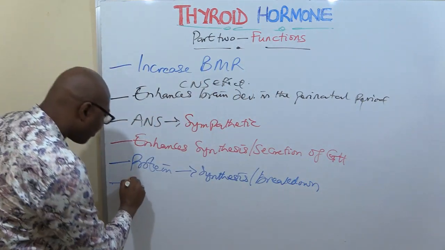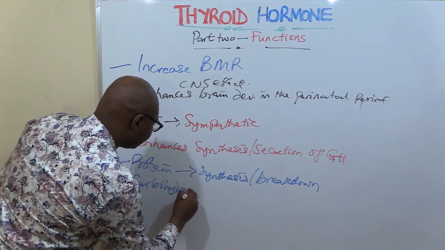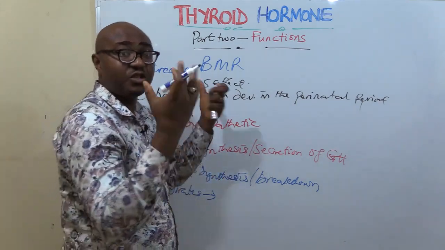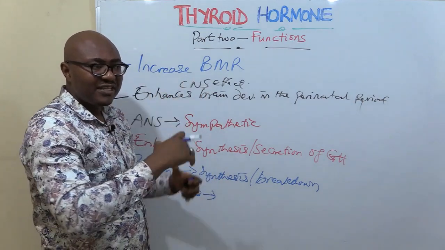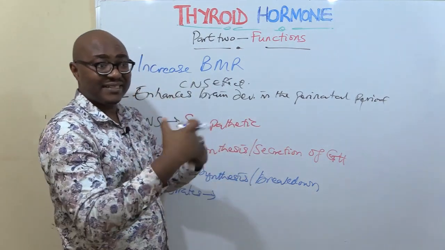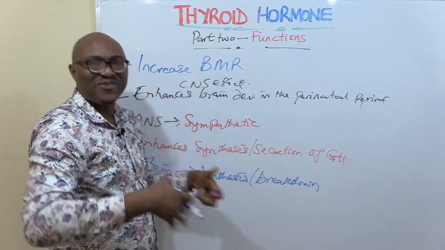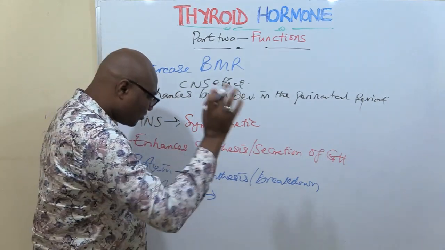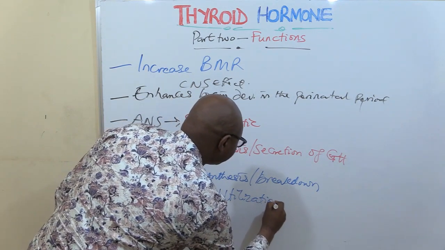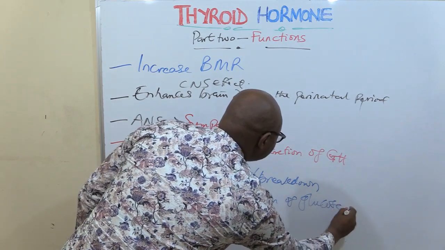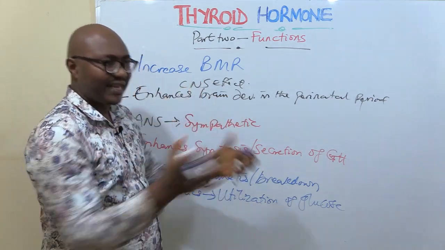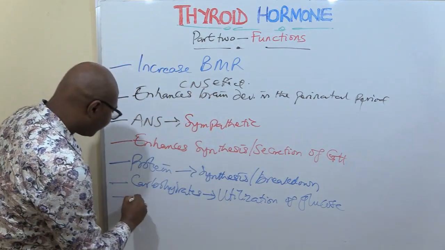Then what about carbohydrates? Carbohydrates, it enhances the availability and utilization of glucose. Everything is enhancement because it needs to provide energy to power chemical processes at a faster rate, basal metabolic rate. So glucose is needed, oxygen is needed. Okay, so that's how it operates. It enhances utilization of glucose. So it's involved in glycogen breakdown so that glucose will be available and then glucose will be utilized. That's that.